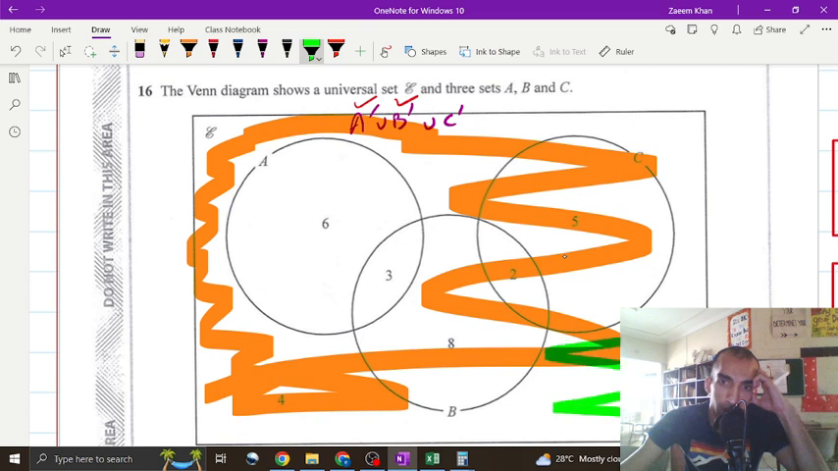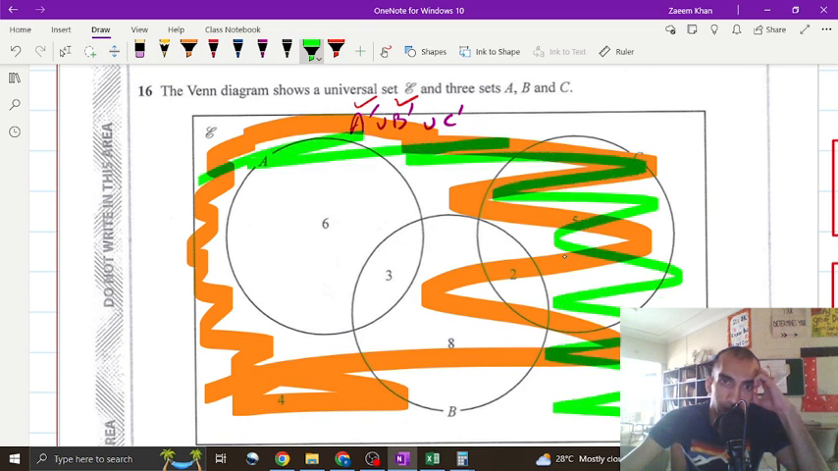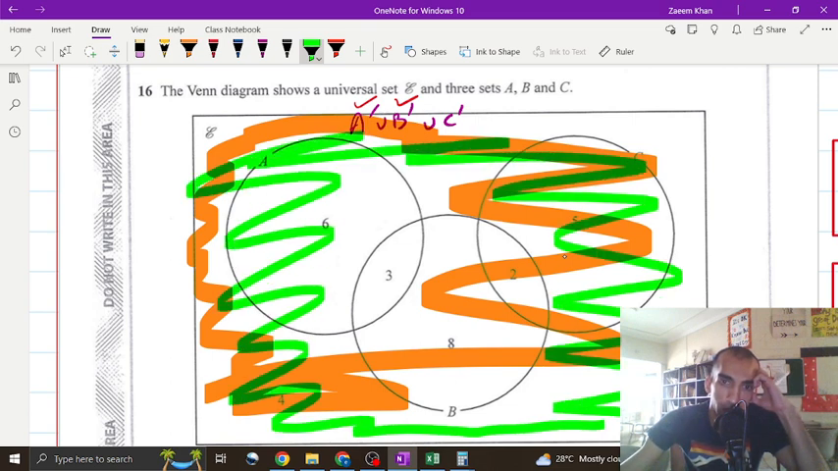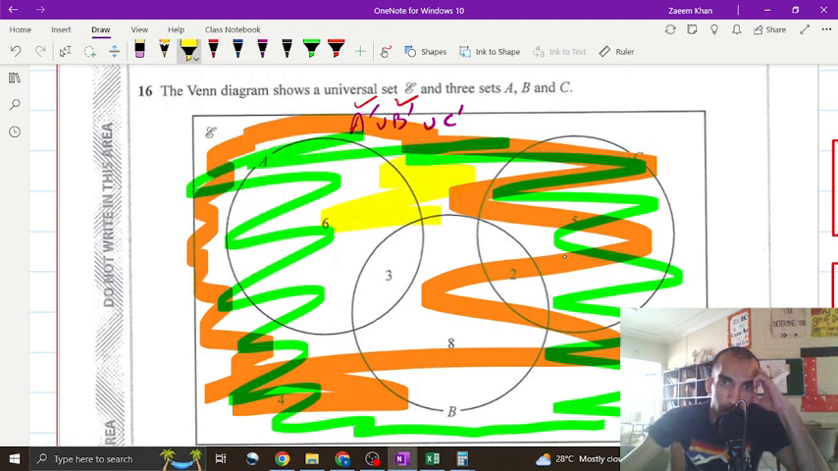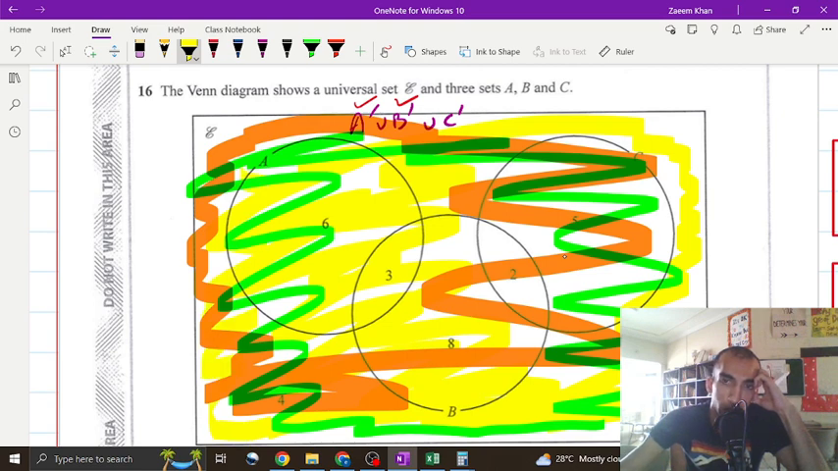I'll try that the green color does not enter the region which is B, because B complement means everything outside of B. C complement, I'm going to choose another color. Let's stick with yellow. That's everything outside of C, but it can include everything inside of A and B and every region outside of those two circles as well.